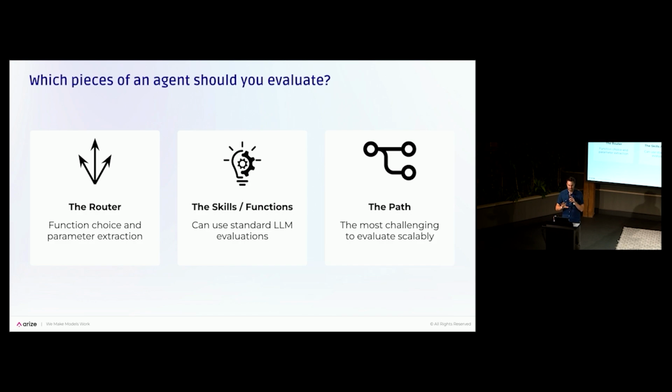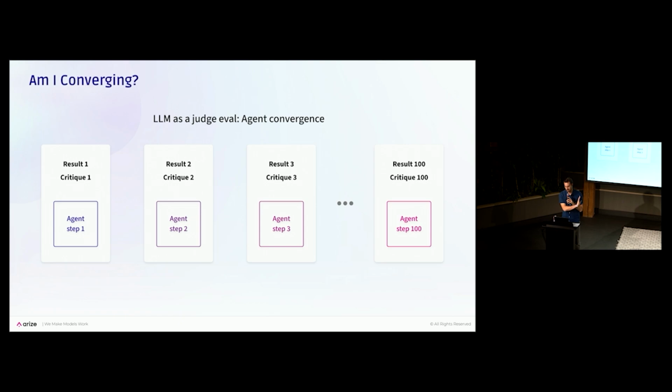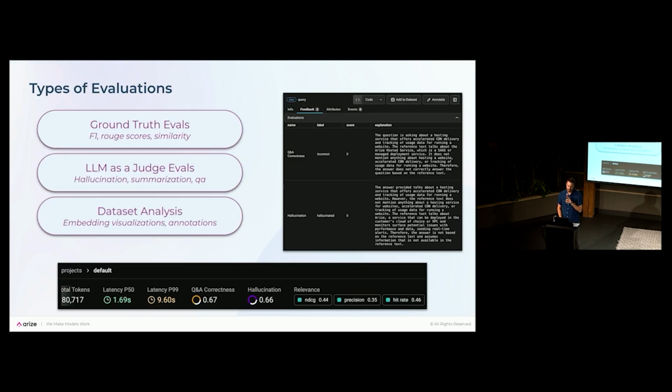So these are the 3 areas that I think about of what you're going to evaluate within the agent: your router, your skills and functions, and then the actual execution path that it goes through. And with that, I mentioned the converging piece. Is it making progress towards the goal? Let's talk a little bit about how you actually do some of this evaluation.